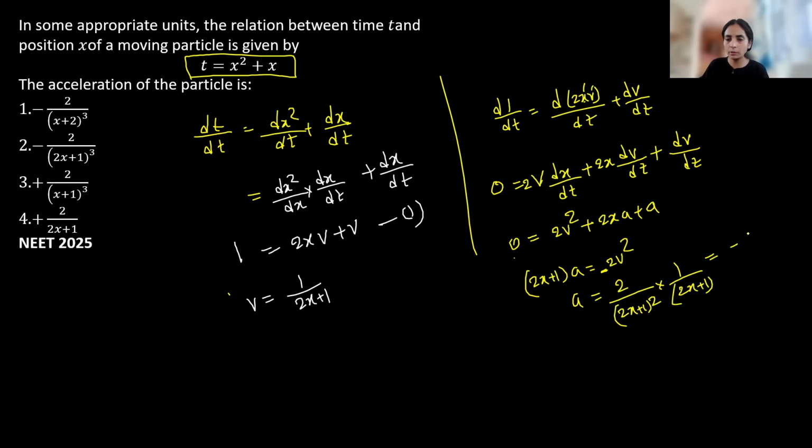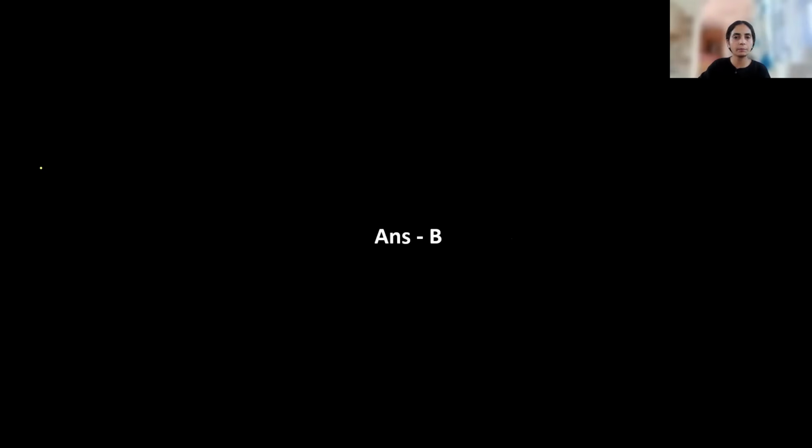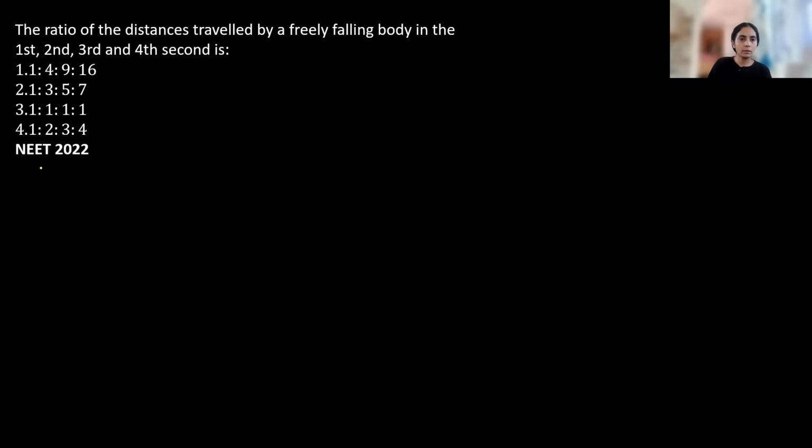So the correct answer should be what? Minus 2 by 2x plus 1 whole cube. Okay, so minus 2 by 2x plus 1 whole cube. So option 2 will be the correct one. Okay. Now let us talk about this.